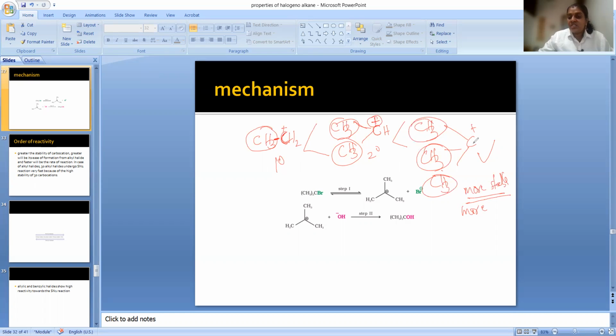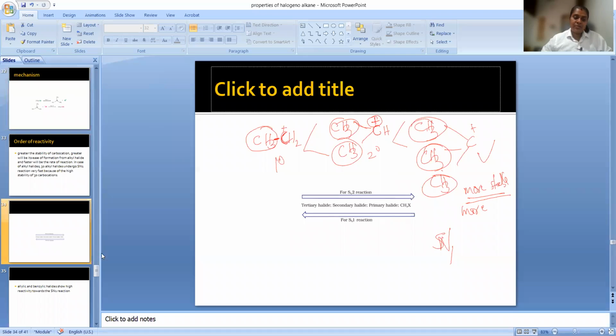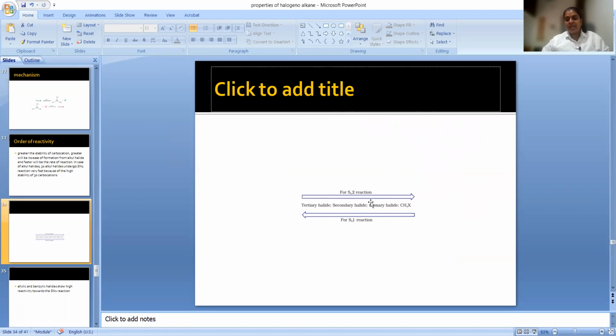Because of that tertiary carbocation, the order of reactivity will be like this. If it is a tertiary alkyl halide, that will be more prone to react using the SN2 mechanism. Sorry, SN1 mechanism. Okay, SN1 mechanism. Now, if you see the order, we can see that order also. This is the order, SN2 reaction and SN1 reaction.